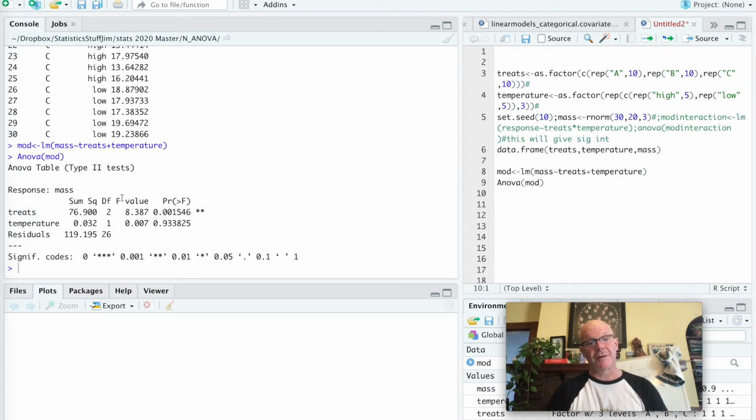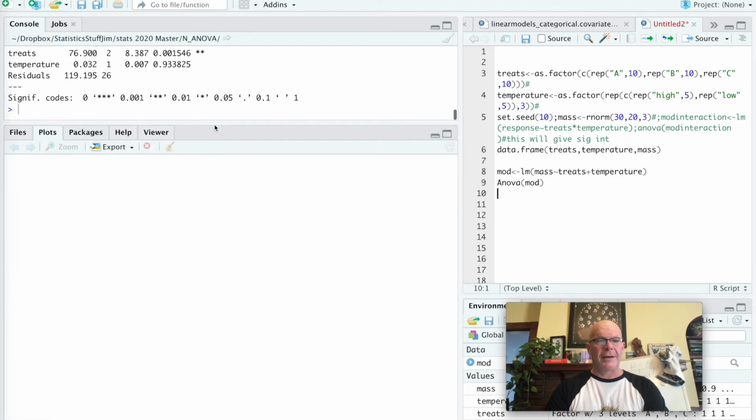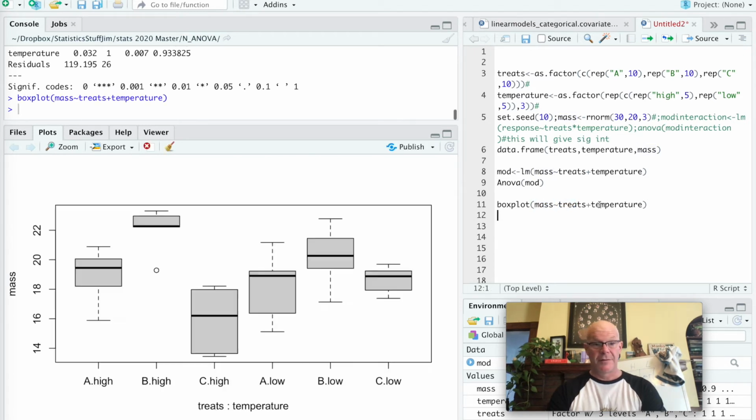And what we would conclude is that treatments appear to be important. Temperature does not appear to be terribly important based upon null hypothesis testing. And we could take a closer look at what we're looking at with this. I'm going to make a box plot like so. Okay, box plot set up as a formula. Mass is some function of treatments and temperature. So I go ahead and I do that.